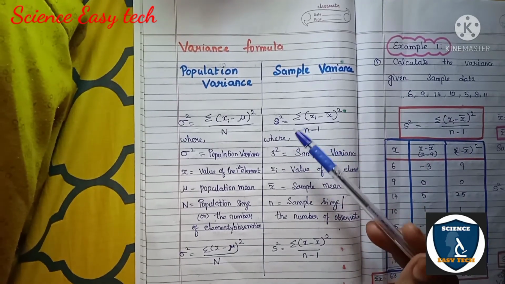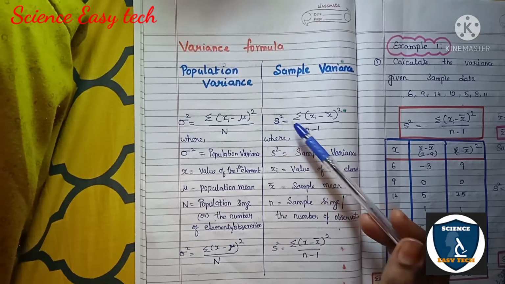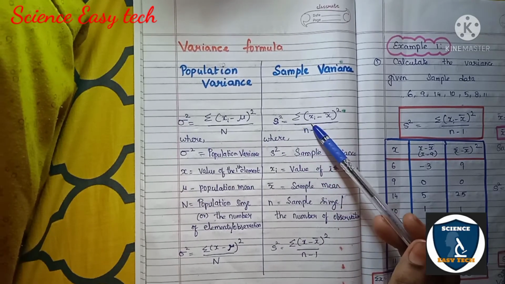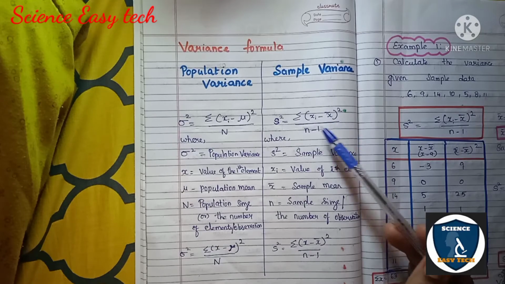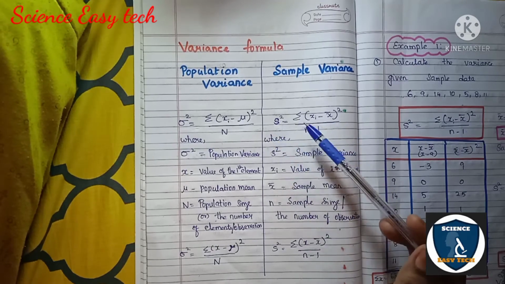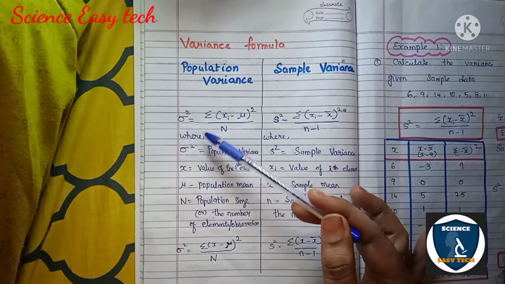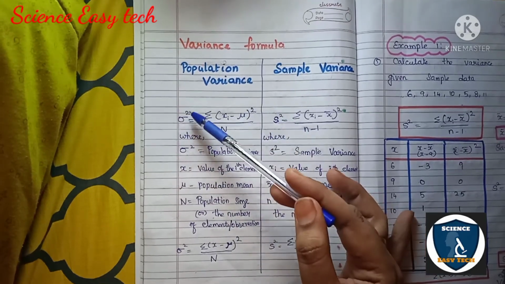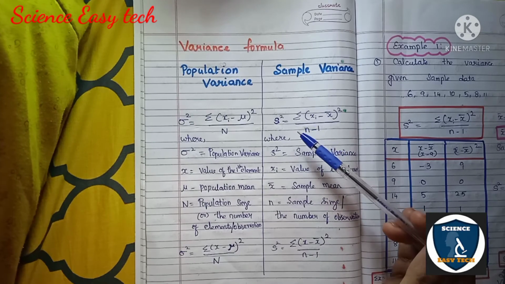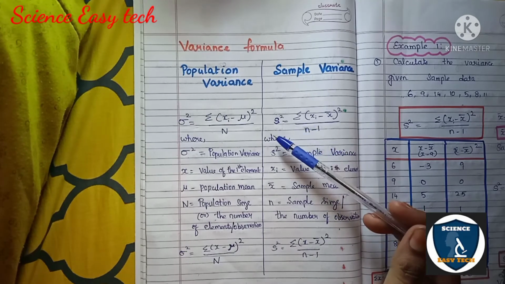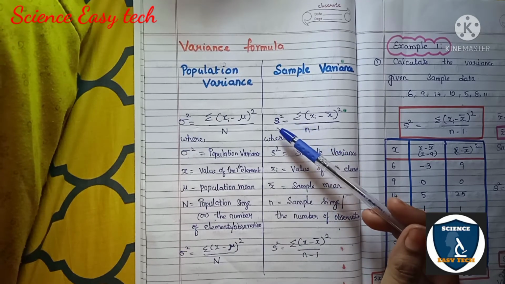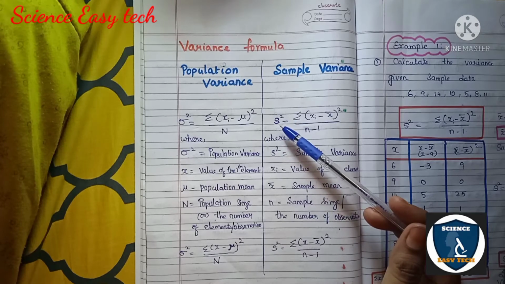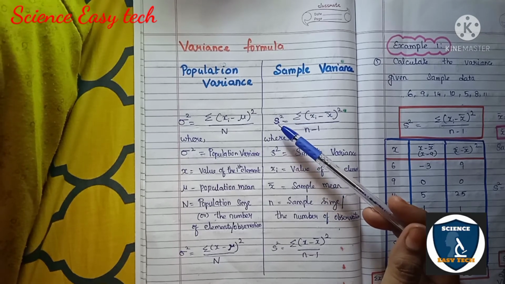Next, moving on to sample variance. This is represented by small s square, which is equal to summation of xi minus x bar whole square divided by n minus 1. As with standard deviation, the same thing, in standard deviation you put a square root, and here you take out the square. That is the difference. In my next video I will compare the standard deviation and variance, what the formula is and what the difference between both is.